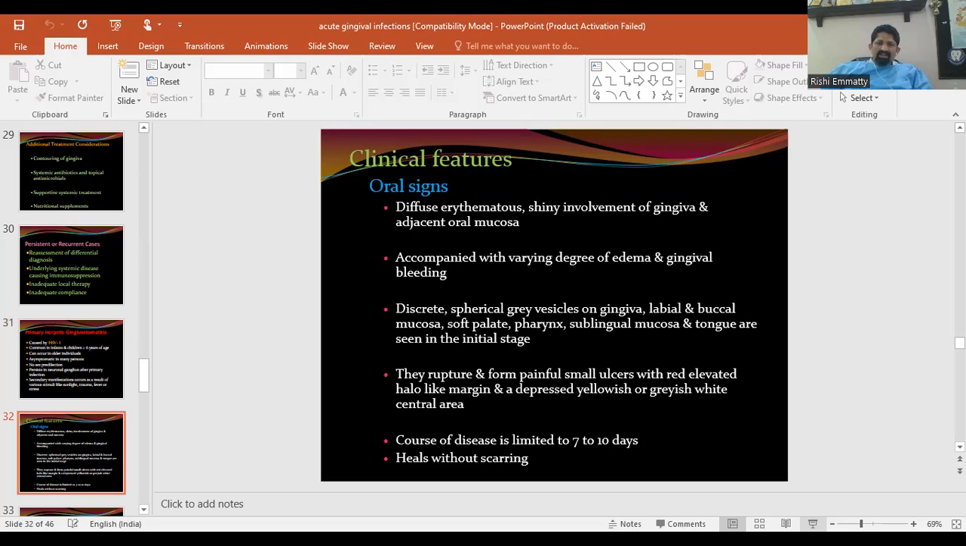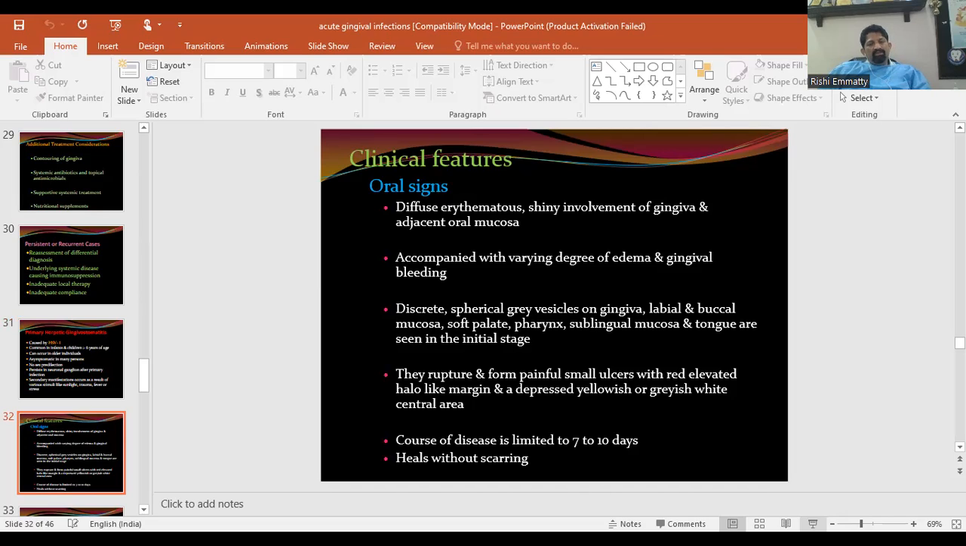Clinical features: the oral mucosa shows diffuse, erythematous, shiny involvement of the gingiva and adjacent oral mucosa, accompanied with varying degrees of edema and gingival bleeding. There will be discrete spherical gray vesicles on the gingiva, labial and buccal mucosa, soft palate, pharynx, sublingual mucosa, and tongue seen in the initial stage.